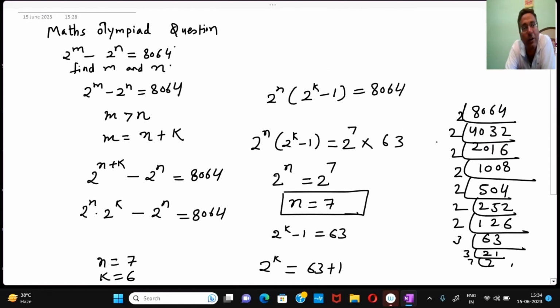So this is the solution of this question, and you can see it is a very tricky question, and we have done it in a very simplified way.